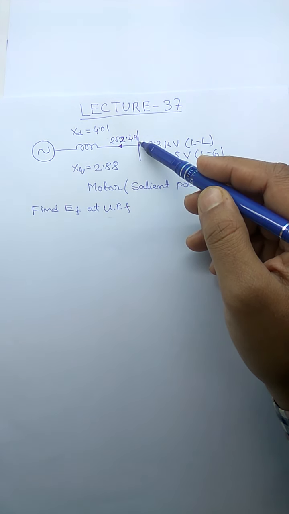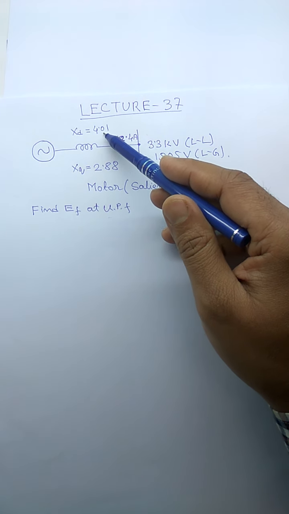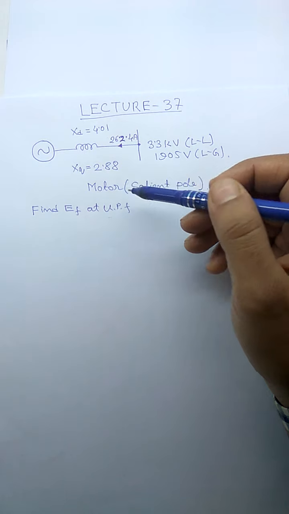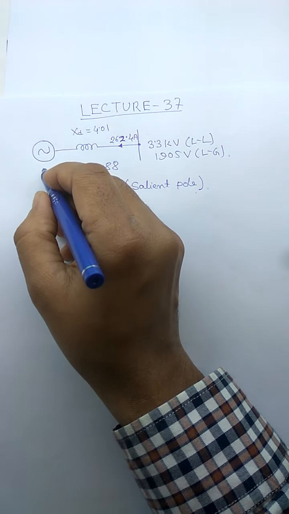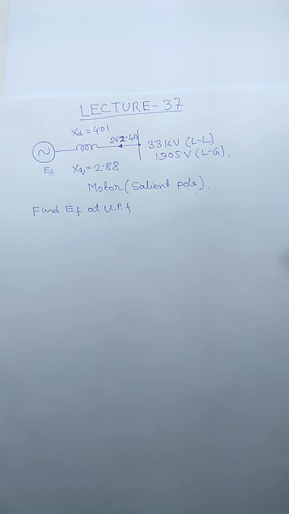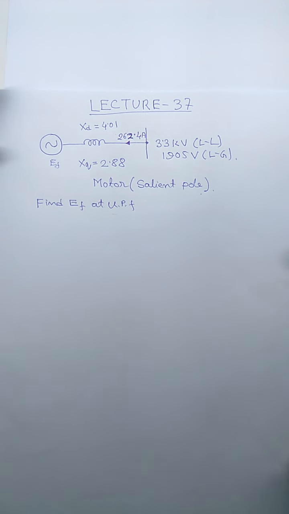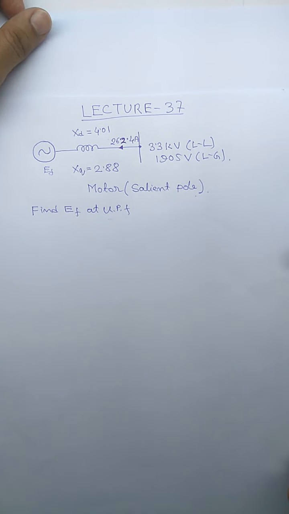It's a salient pole machine, so it has a direct axis reactance of 4.01 ohm and a quadrature axis reactance of 2.8 ohms. The question is, what is the EF here? In our last class, we solved a numerical for a salient pole synchronous generator. This is a similar type of numerical, but here it is a salient pole synchronous motor.